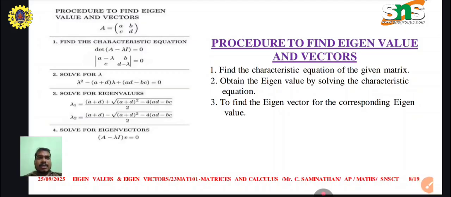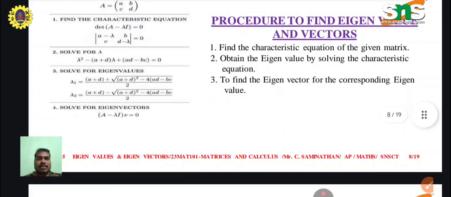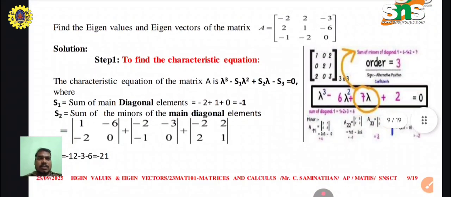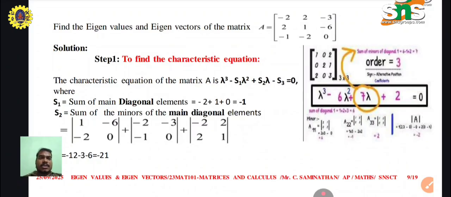Procedure to find the eigenvalues and eigenvector: the first step is to find the characteristic equation of the given matrix. The second step is to obtain the eigenvalues by solving the characteristic equation, and then find the eigenvector for the corresponding eigenvalue. Let us see the next example in the next video.